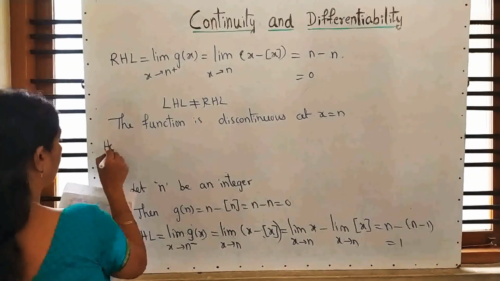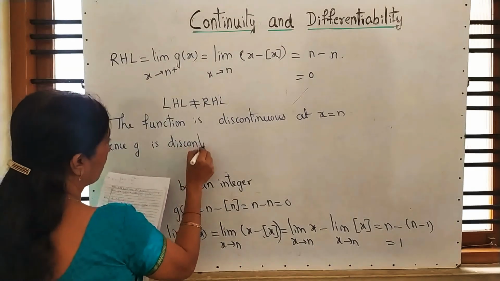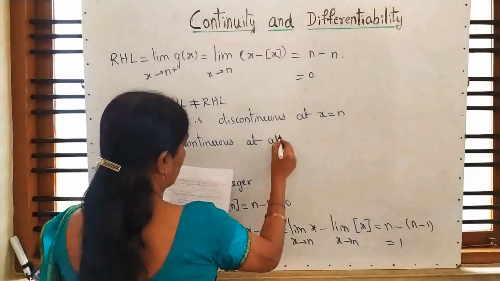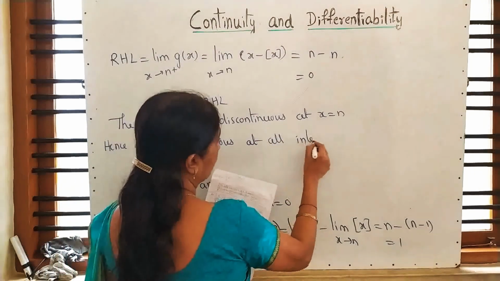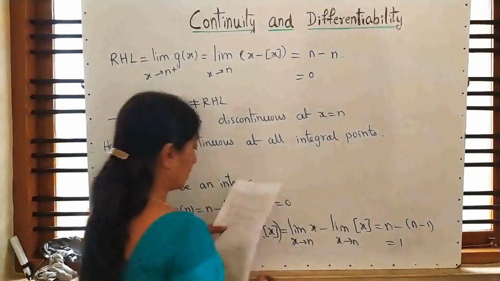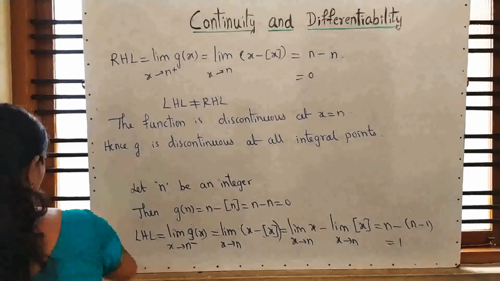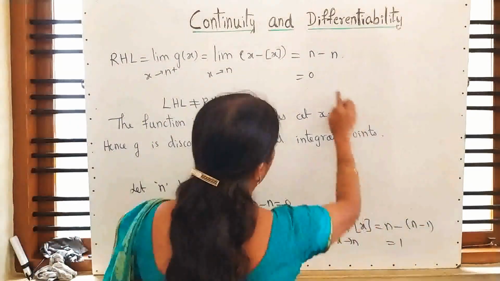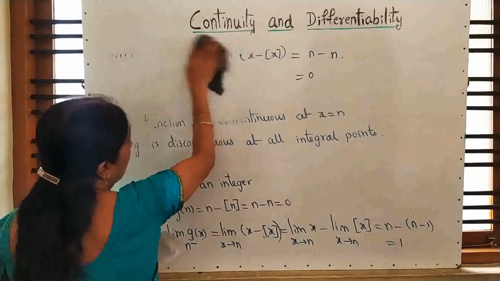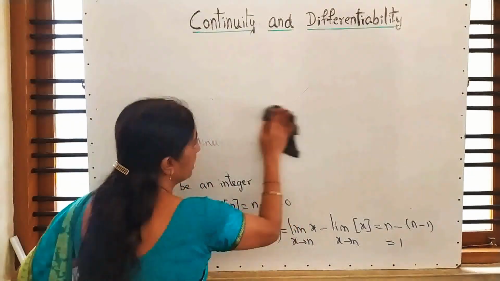Hence g is discontinuous at all integral points. So is it interesting? And one thing you have to remember: for the greatest integer function, for the left side it is n minus 1, for the right side it is n itself. You remember that because that point helps you in your competitive exams. It is for the greatest integer function.